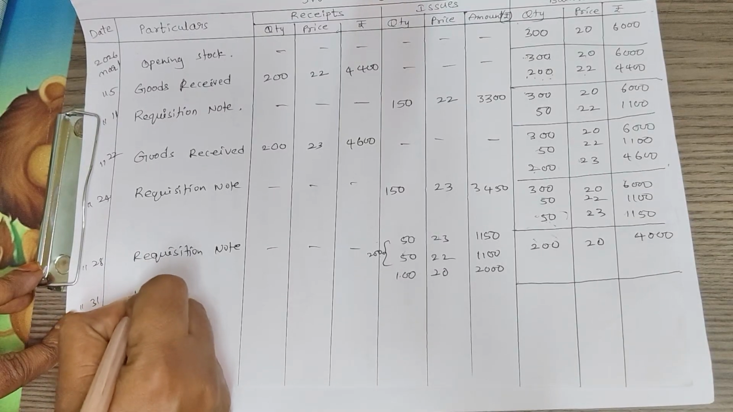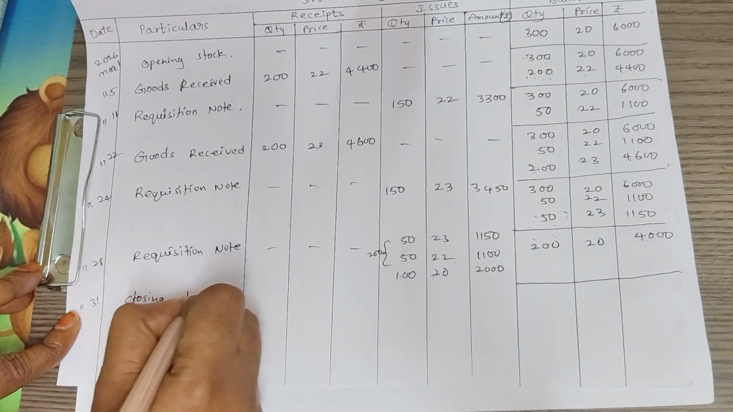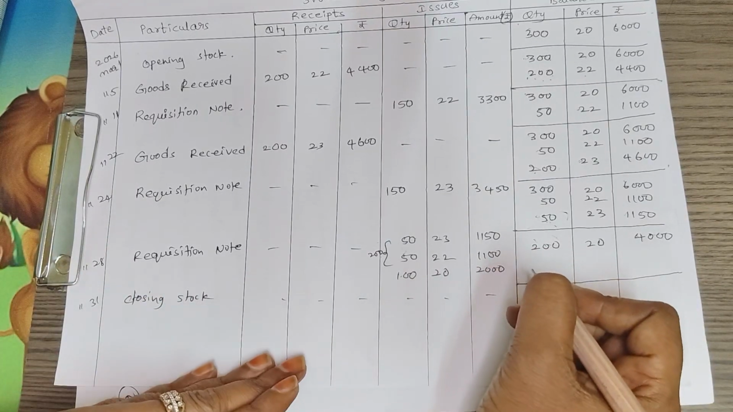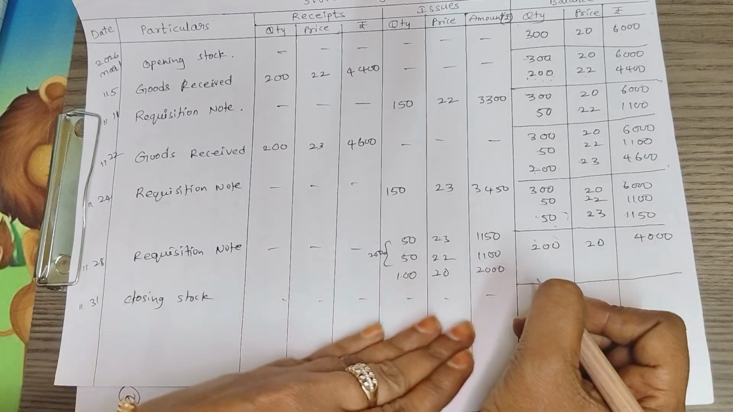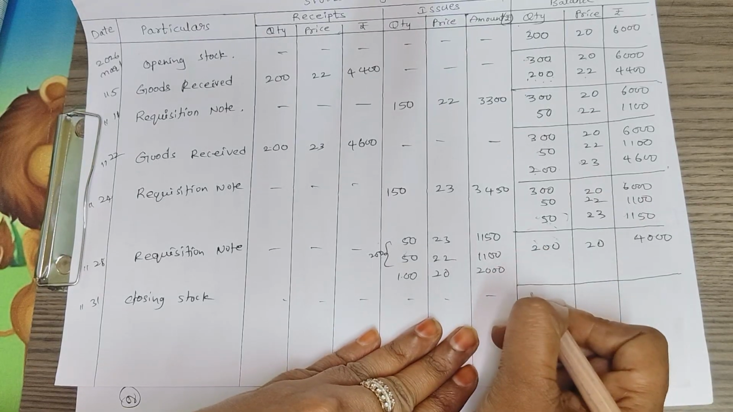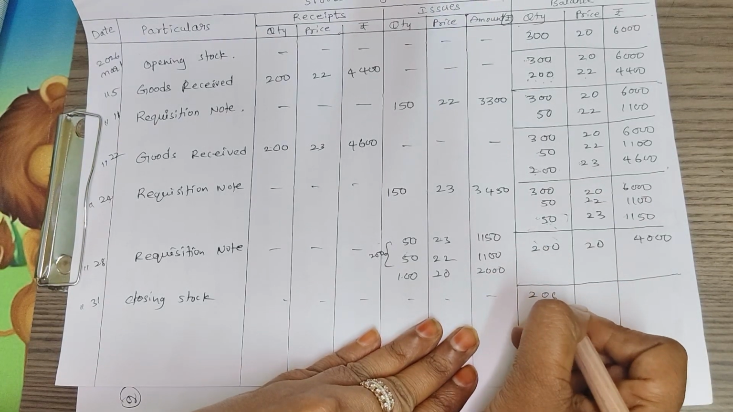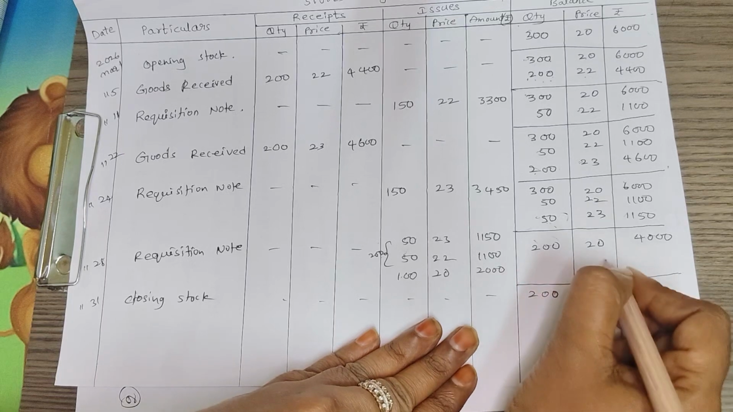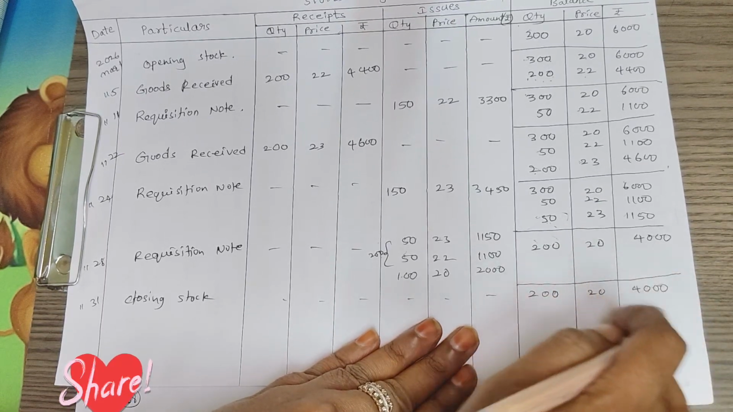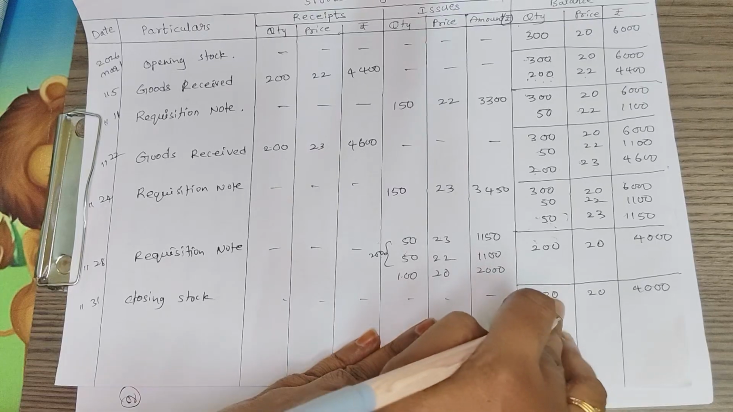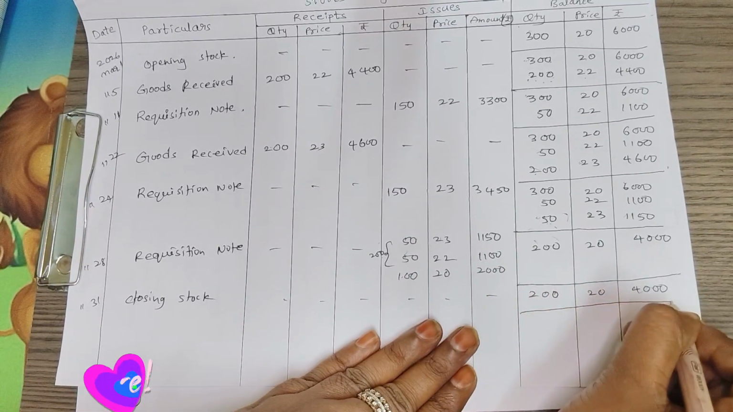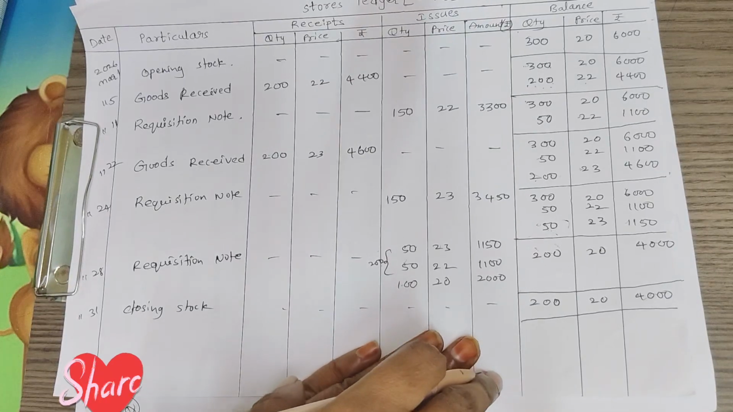31st March, closing stock. So if it is closing stock, don't write in receipt column and issue column. Just we need to write in the balance column. How much leftover stock? Leftover stock is nothing but unused stock, unissued stock. Okay. So 4,000 is the value of 200 units of stock. This is the closing stock by using LIFO method, last in, first out method.